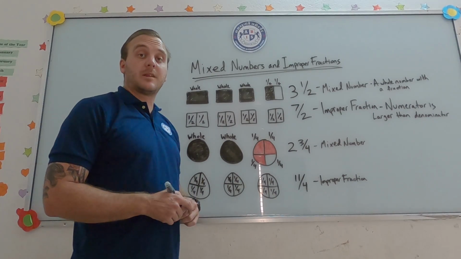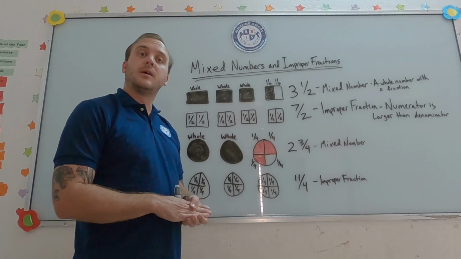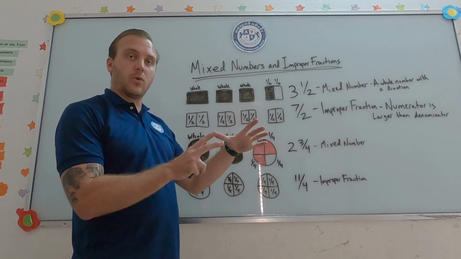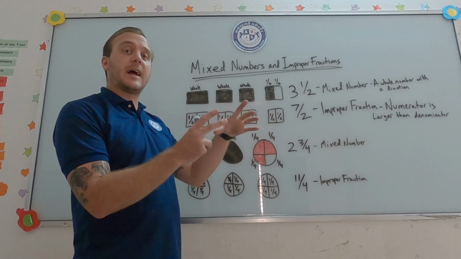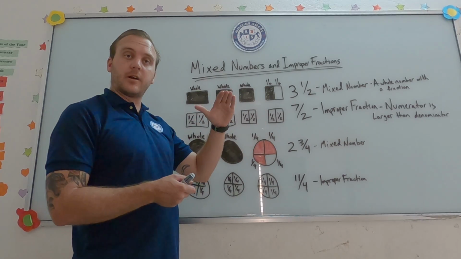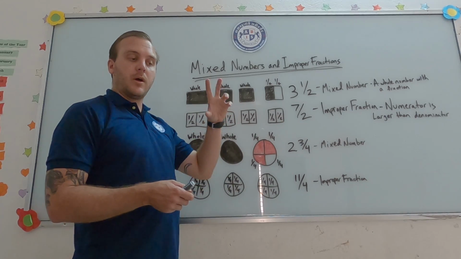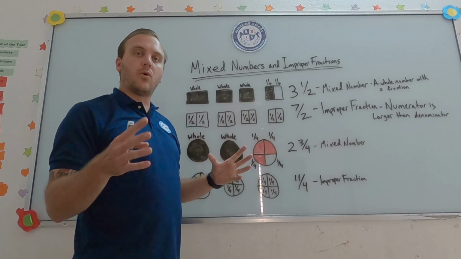Alright, so for this part of the lesson, we're going to be going over improper fractions and mixed numbers. A mixed number is when you have a whole number with a fraction attached to it, and an improper fraction is when the numerator is larger than the denominator. So you have more pieces than you do wholes.